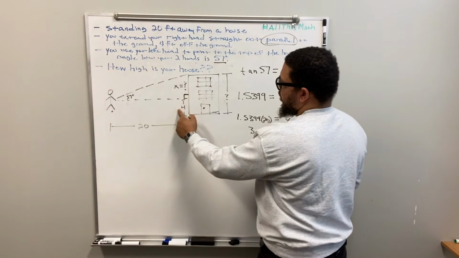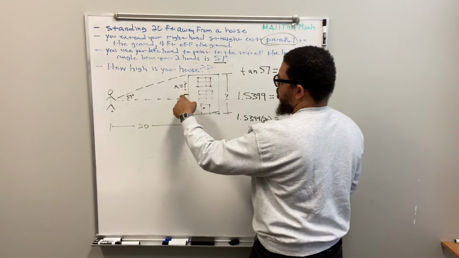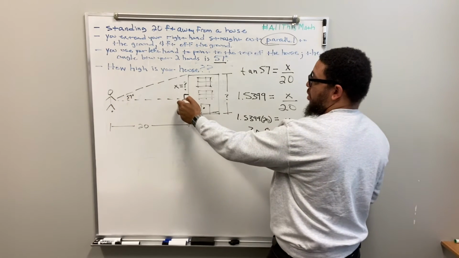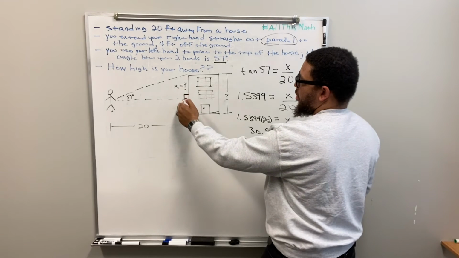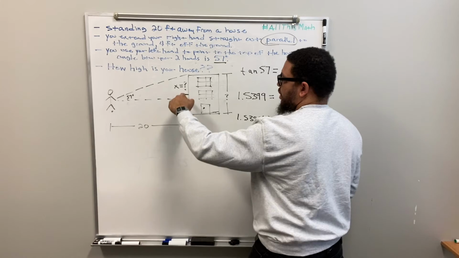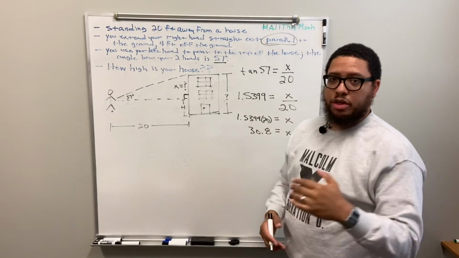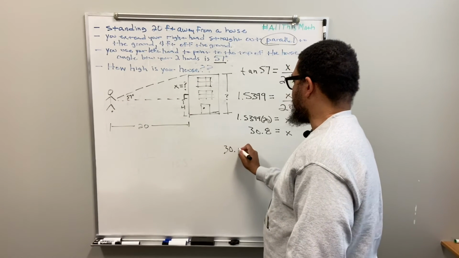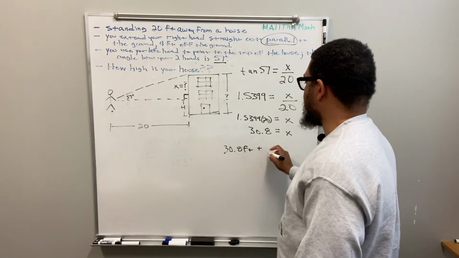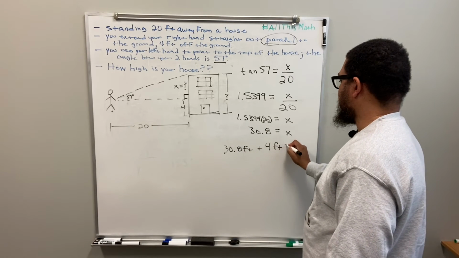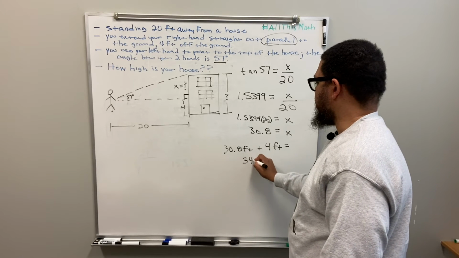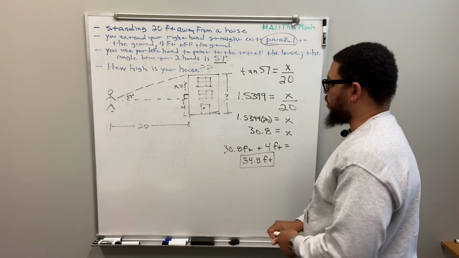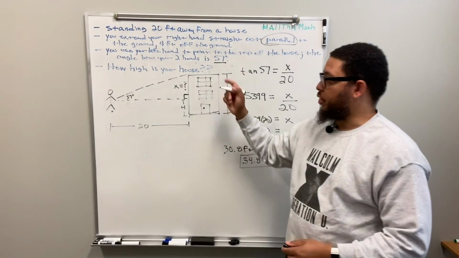Remember about this 4 feet, right? This 30.8 is only the measure from the line that's extended from his right hand, or from your right hand that is parallel with the ground. So that means that from here to here is 30.8 feet. So in order to find how high the house is, you got to add in that extra 4 feet. So you do 30.8 feet plus 4 feet, which equals 34.8 feet. And that, my friends, is how high the house is off of the ground.